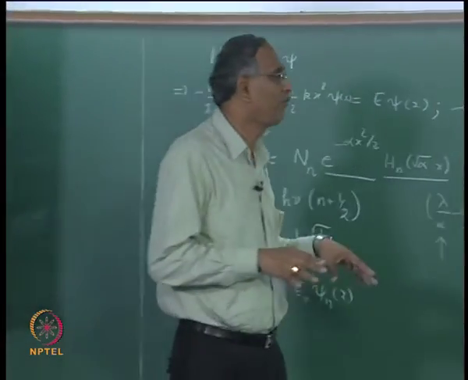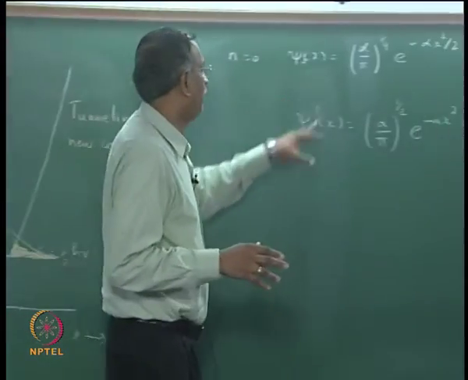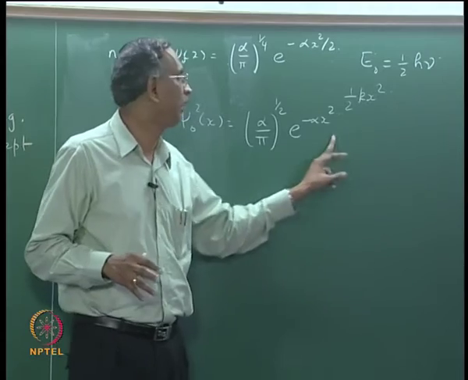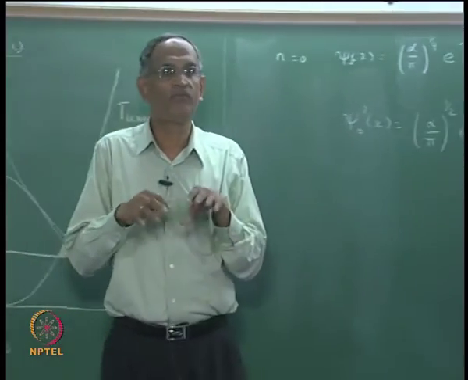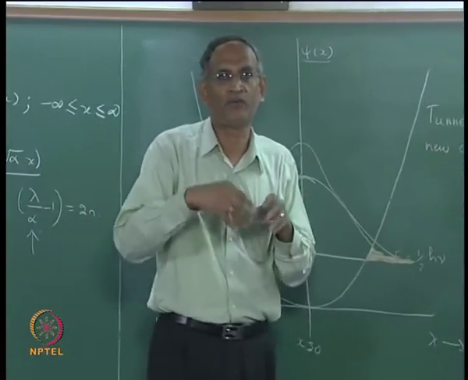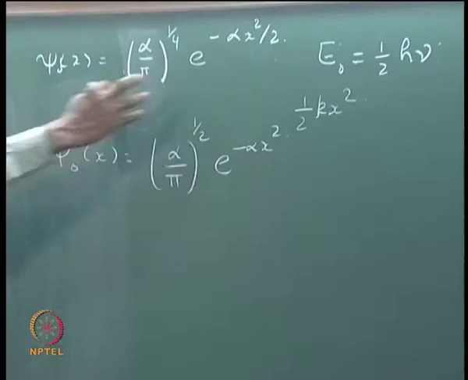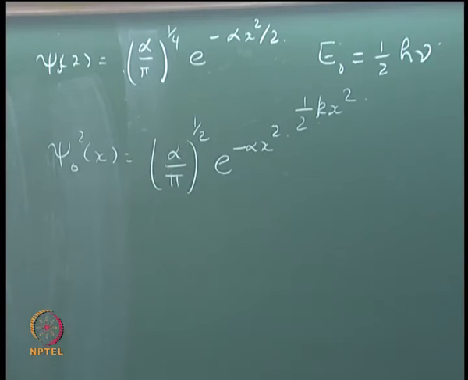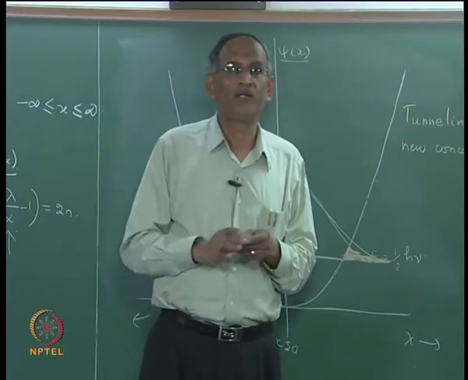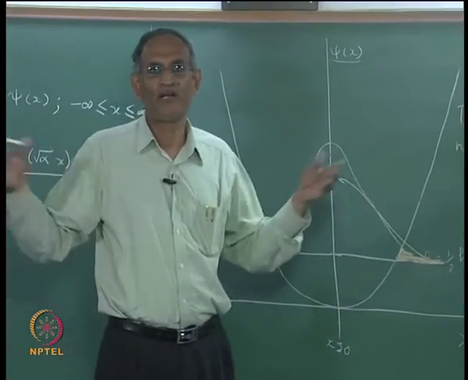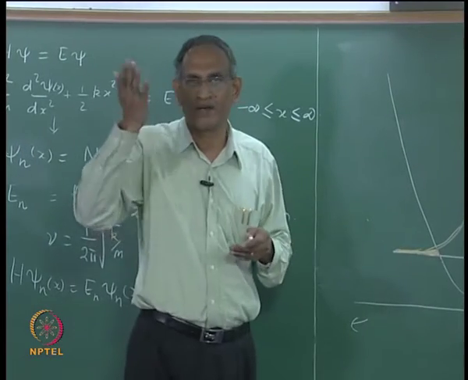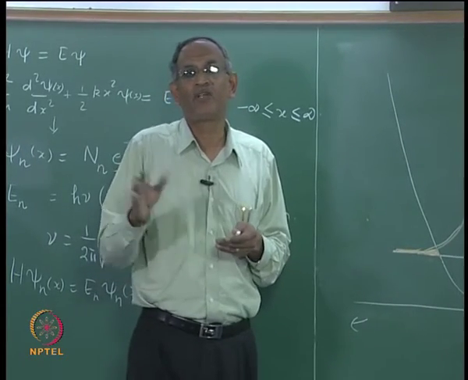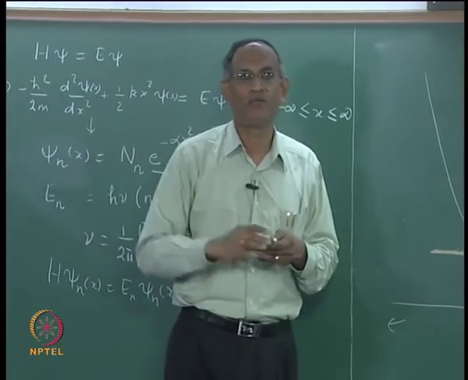The answer is yes, because for larger values of the quantum number, you have a Hermite polynomial which modulates this exponential. Therefore, you have more oscillatory features because of the power series. Even though the power series may tend to increase, the exponential will tend to cut it down to size and bring it to 0 for larger and larger values of x. If you put in a higher order Hermite polynomial, the function may go to 0 for very large values of x, but not for small values of x.